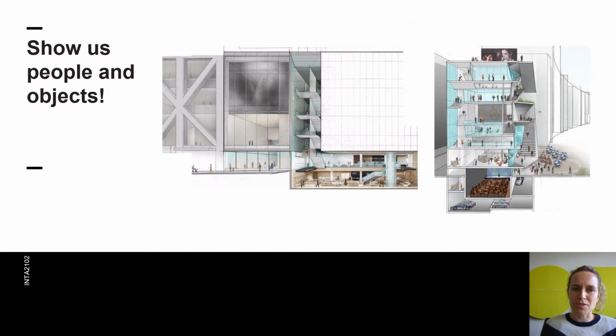Again, some more examples of this. And just remembering to highlight the fact that the key communication aspect should be the space and the materials. The objects will help to tell the story, but we don't want the objects to dominate the perspective images.